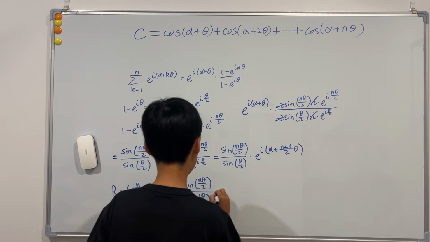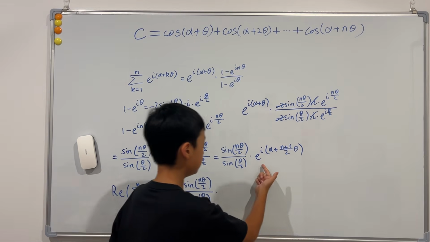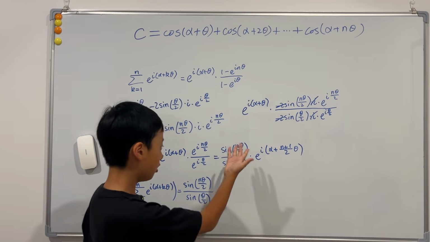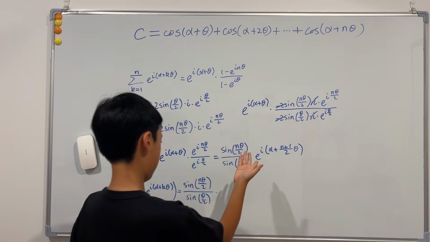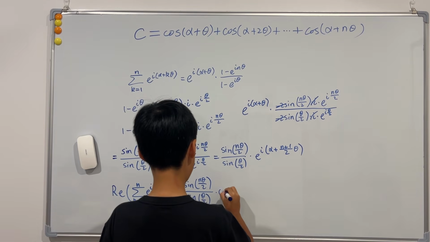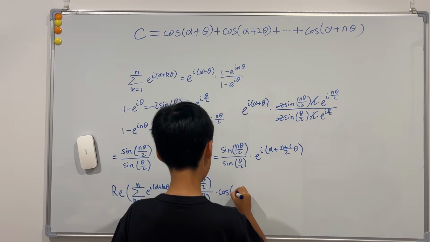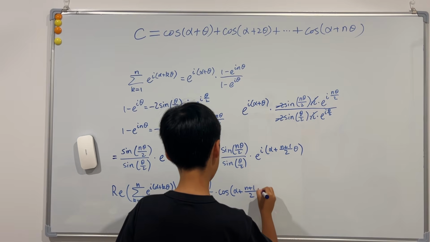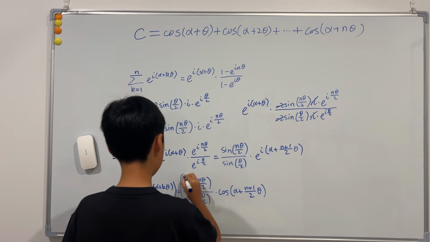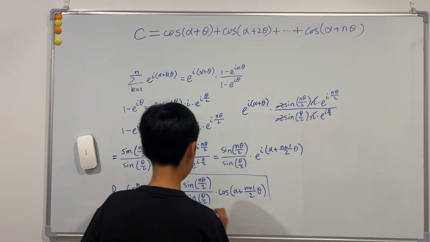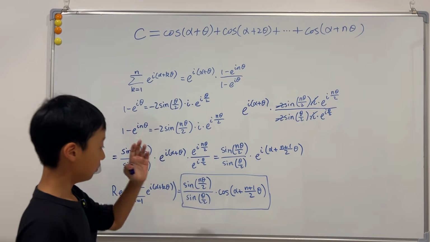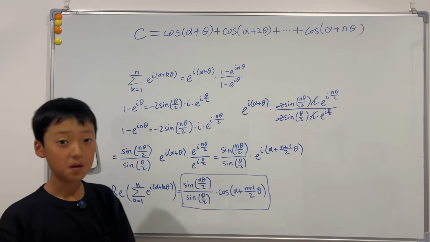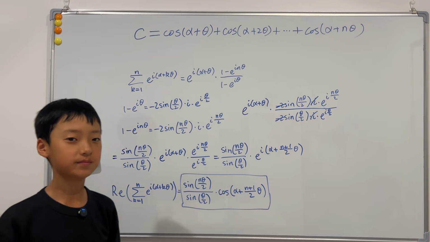And then we multiply. Now, isn't this just e to the i of some angle? So the real part is just the cosine of that angle. So times cos(α+((n+1)/2)θ). So this is the final answer to this very interesting trigonometry but complex number question.